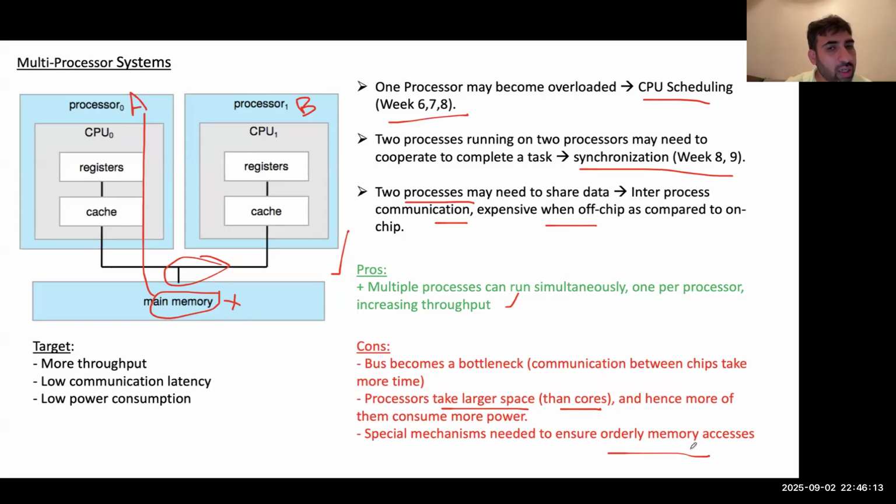So if that is our target, what changes should we make to this approach so that we can achieve more throughput, low communication latency, and low power consumption?